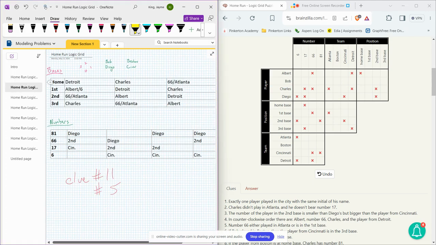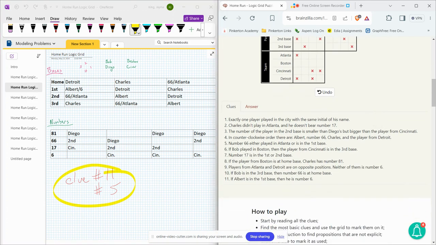All right, so up at the top here, these are my 3 cases that are left, with 2 additional pieces of information, using clues number 11 and number 5. Clue number 11 says that if Albert is in first base, then he's number 66. This is my only one where Albert is in first base, so he'd be 66 there. And for clue number 5, number 66 was either in Atlanta or on first.